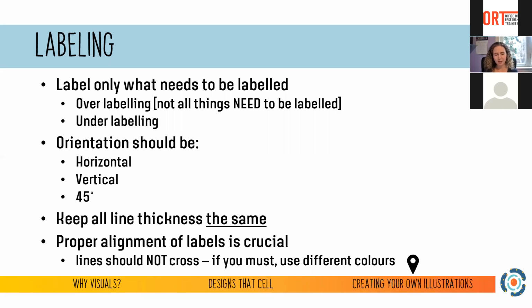But you also don't want to underlabel, because your readers need to be able to understand what your illustration is communicating. As well, try and pick one orientation for all of your labels, whether that be horizontal, vertical, or at a 45-degree angle. Keep all of your line thicknesses the same for all of your labels. And like I mentioned earlier when speaking about alignment, it's really crucial to align all of your labels in one way so that they look cohesive.